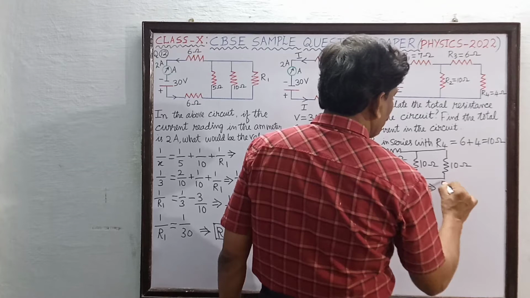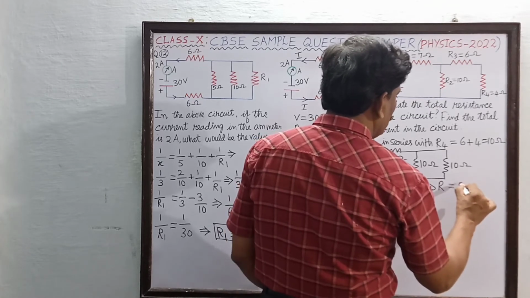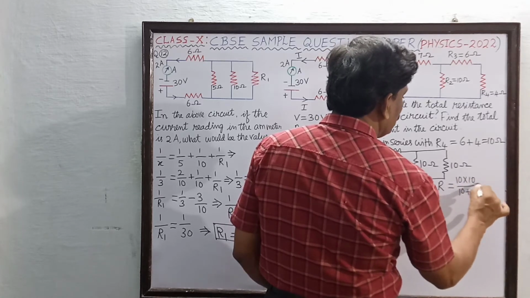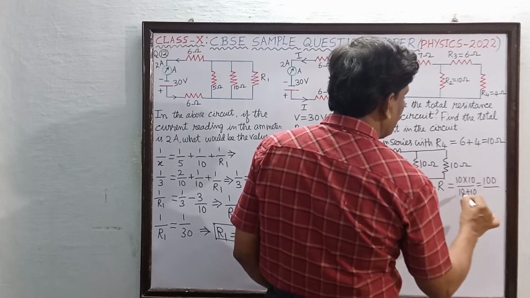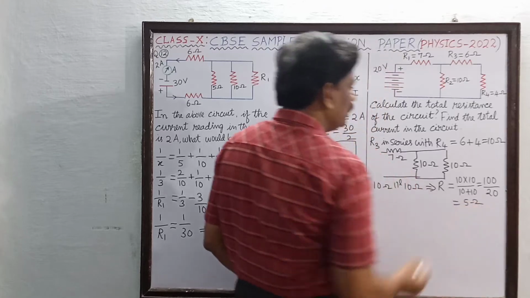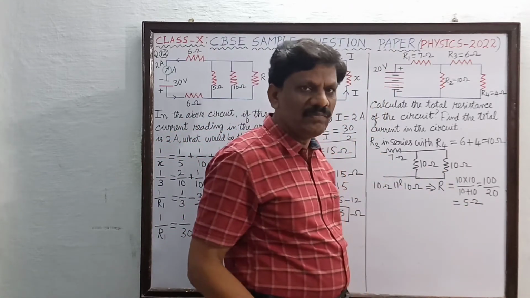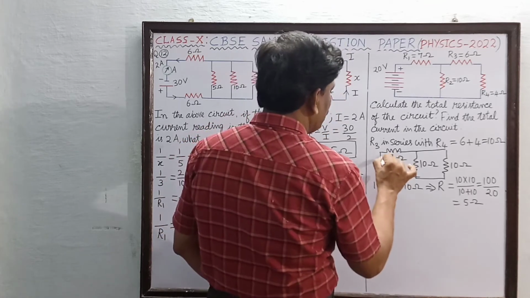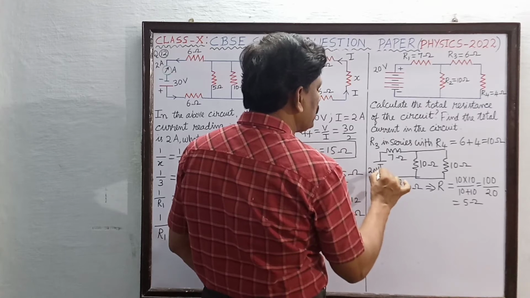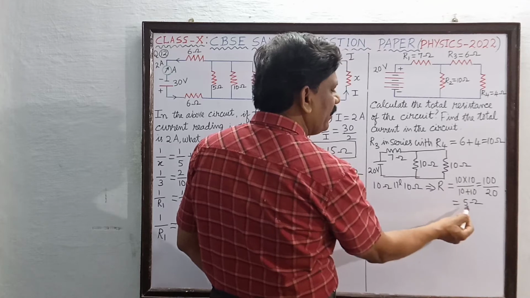So here this parallel combination, the resistance is equal to 10 into 10 divided by 10 plus 10. So this is equal to 10 into 10, 100, 100 by 20. So this is equal to 5 ohm. So we can replace these two 10 ohm resistances by 5 ohm. Understand? So if this is the battery, it is also given 20 volt. So instead of these two resistors of 10 ohm, I can replace it by 5 ohm.